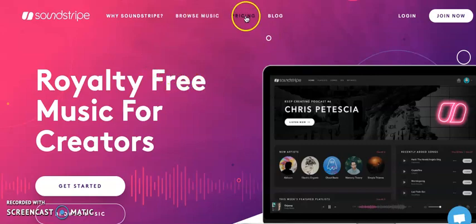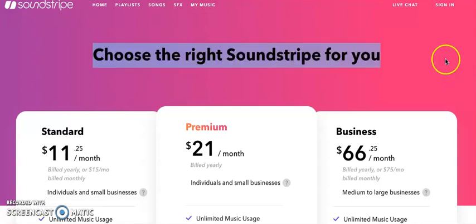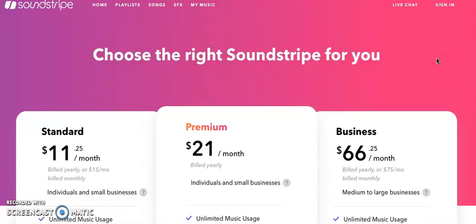Let's get the pricing out of the way so that we can go back and play. For those of you who are looking to add music to your YouTubes, to your background, to your movies, etc., Soundstripe allows you to do that. I don't know why it won't let me scroll down. I'm having one of those days. Anyway, here we go.